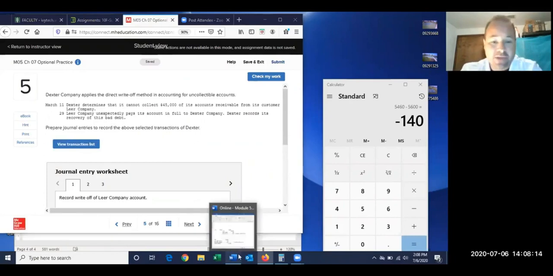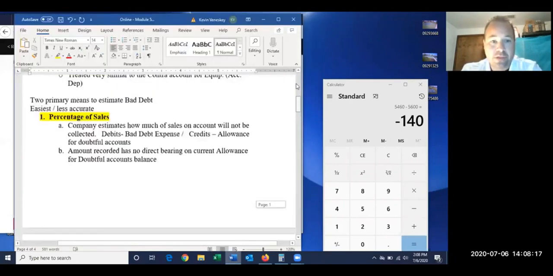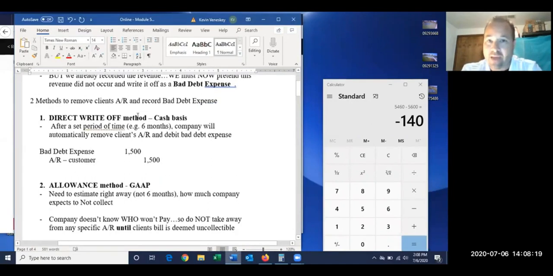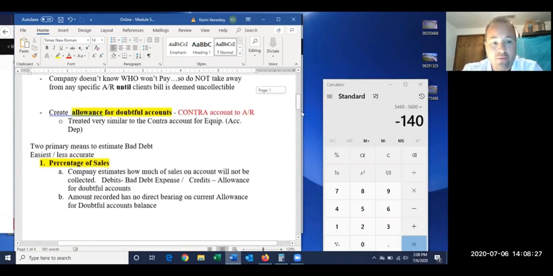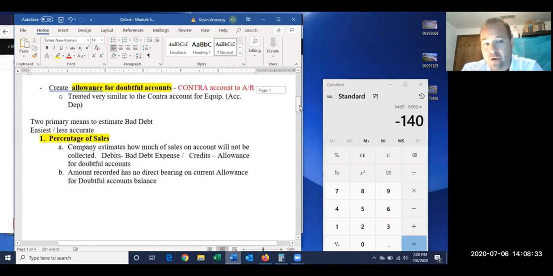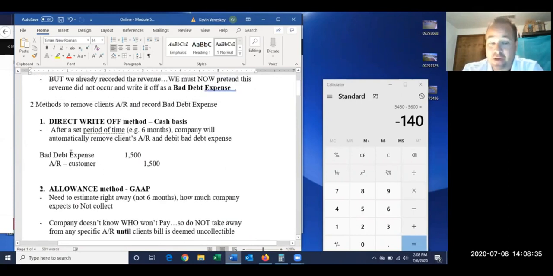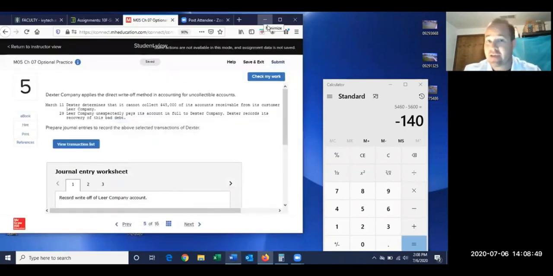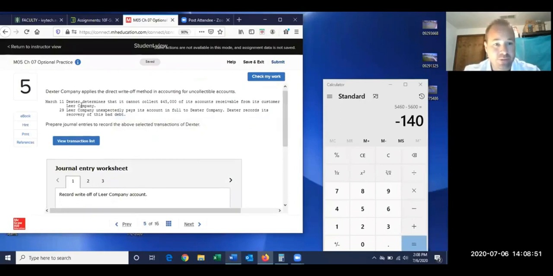Number 5, this goes back to what we did in our notes. This is the first one, the direct write-off, the absolute easiest one. And then they go down, the percentage of sales is still easy. And then we had the AR aging of accounts receivable, which is a little harder, but a little more accurate. But for this one, the direct write-off, very simple. We're just going to take whatever the customer owes that we know they're not going to pay, write it right off to bad debt, take it right off the customer's bill. And then if we have to reverse it later because they pay us, that's what we do. So let's see how that works.